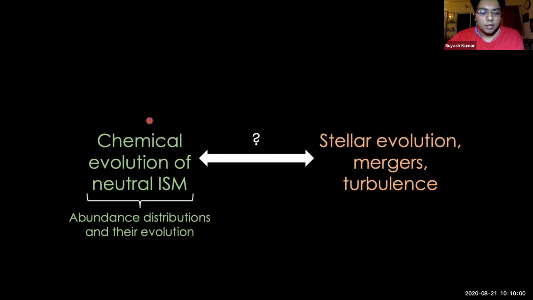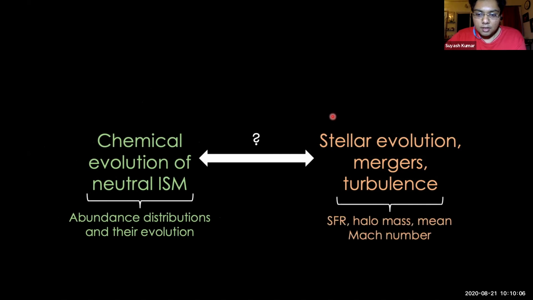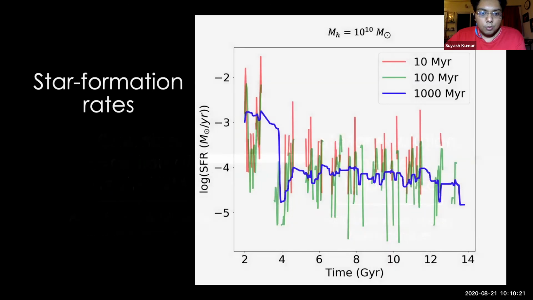We have studied the chemical evolution of the neutral ISM and come up with an analytic model for it. And thereafter, we are interested in studying the physical processes that might be responsible for driving this chemical evolution of the neutral ISM. And we'll be looking at star formation rate, the dark matter halo mass, and the mean Mach number, which parameterizes turbulence.